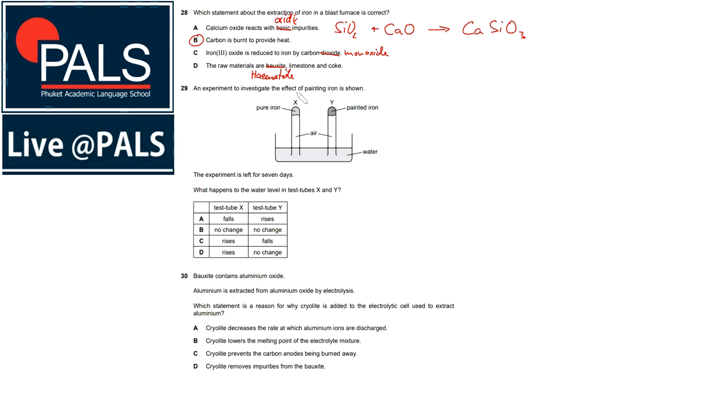Because the pure iron will react with oxygen in the air to form iron oxide. Therefore, some of the oxygen is used up, which means the pressure in this test tube will decrease, and therefore the water level should rise. Now we are basically taking away gas.